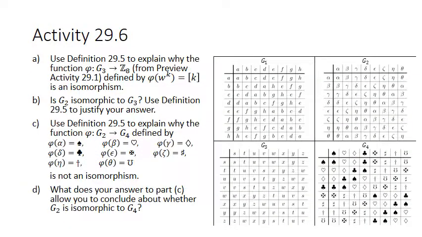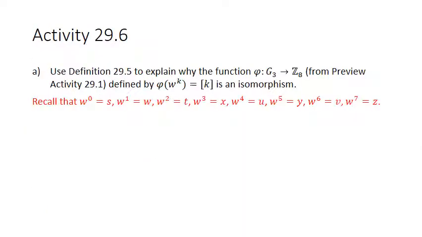Okay, so let's do a little activity here. Go ahead and pause the video and give this a try, and then we'll go over it. Okay, so let's go over part A. Use definition 29.5 to explain why the function phi from G3 to Z8 from preview activity 29.1, defined by phi of w to the k equals k, is an isomorphism. So here I just wrote out the powers of w again, just to remind you of what they actually are.